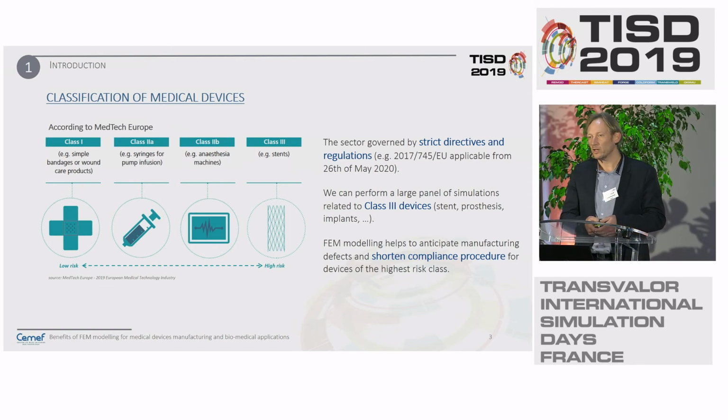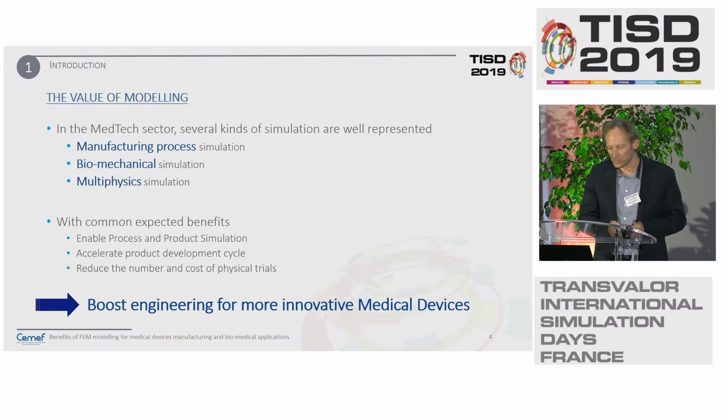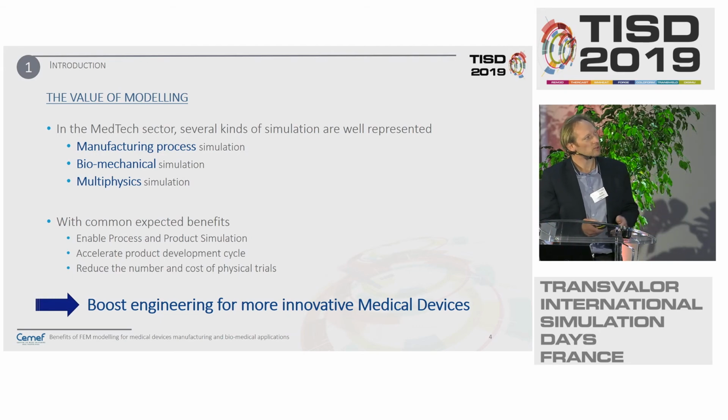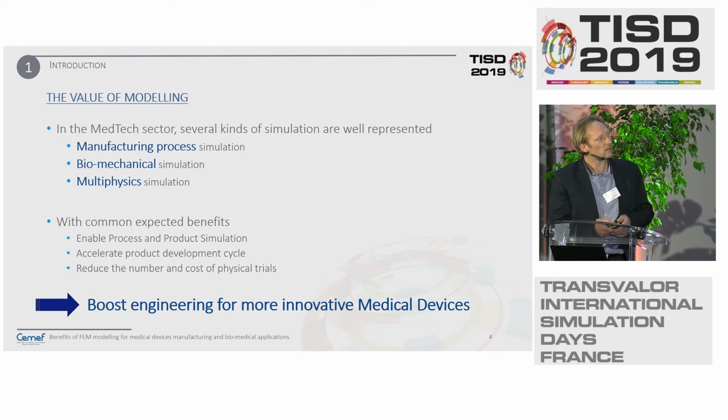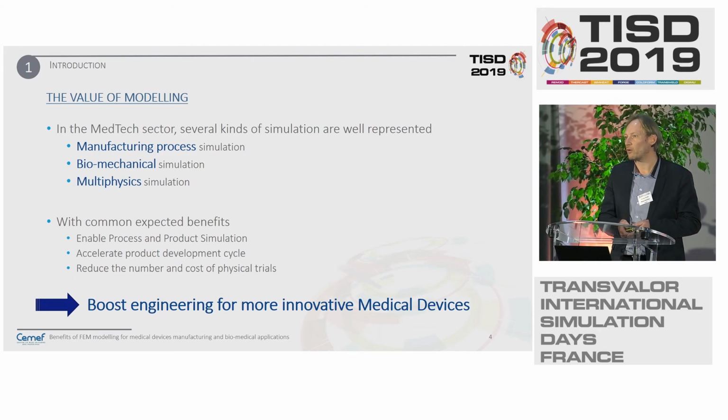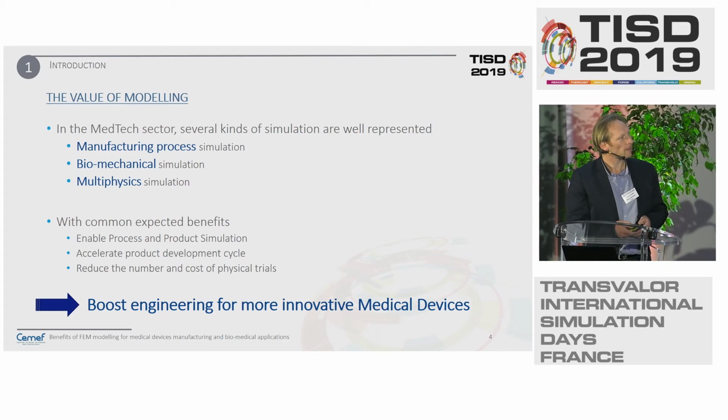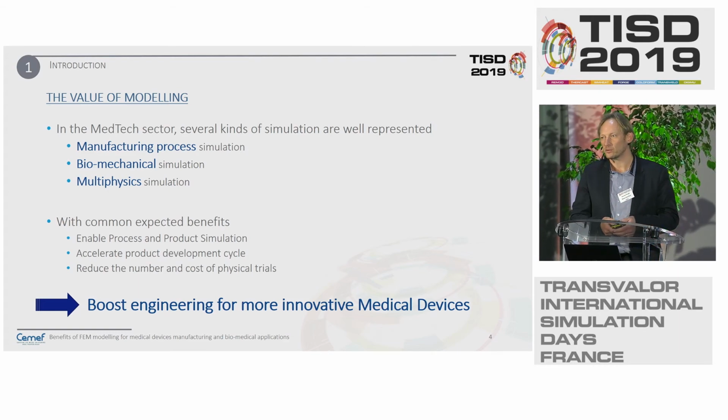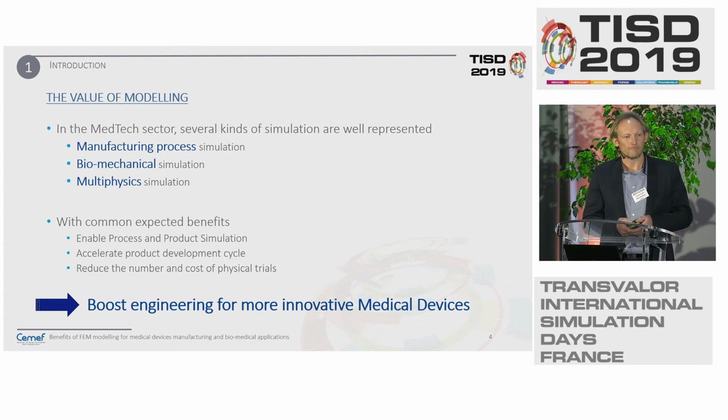And finite element modeling can be of help in order to anticipate manufacturing defects and to shorten the compliance procedures. If we look at the literature, in the medtech sector, there are several kinds of simulation that are well presented. For instance, in the manufacturing process, mainly for medical devices made of metals and polymers. But we can see also some biomedical simulations when you deal with skeleton or bones that you would like to test in use conditions. But you can also have some multiphysics simulations for human body applications, for instance.